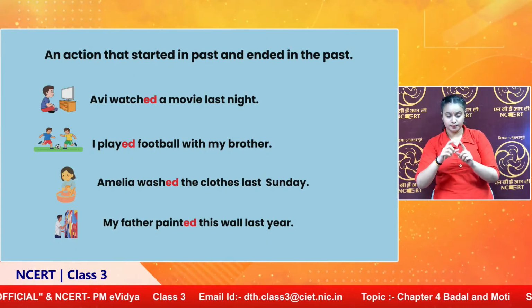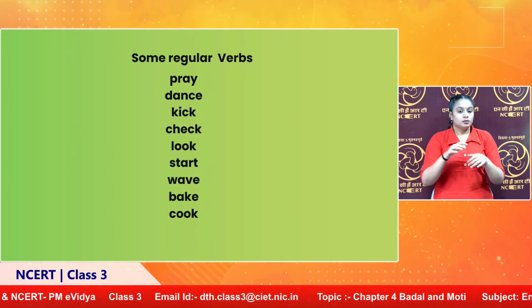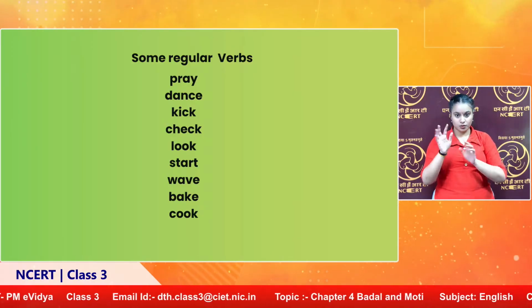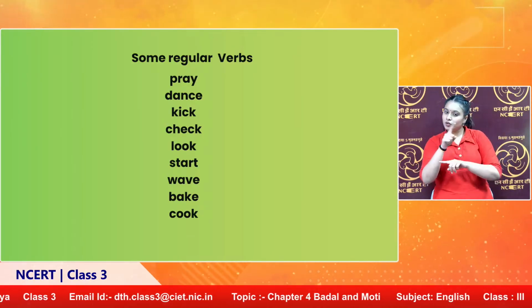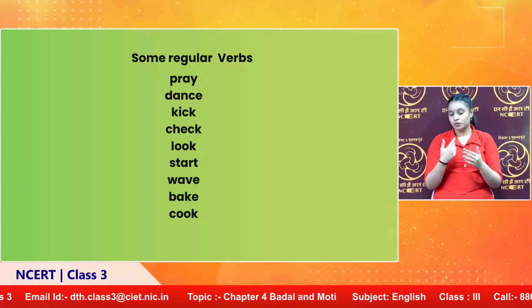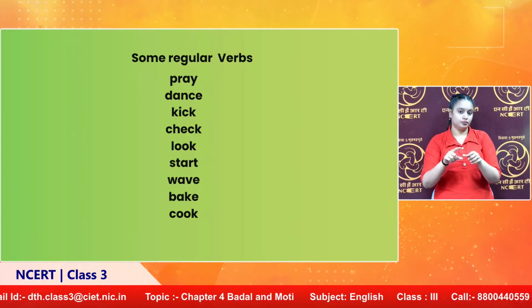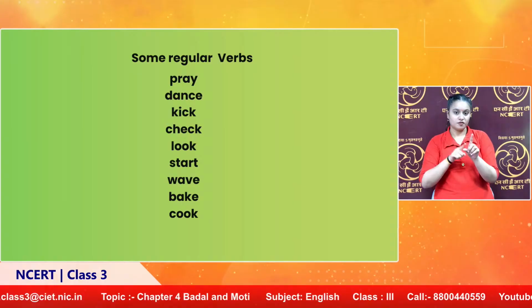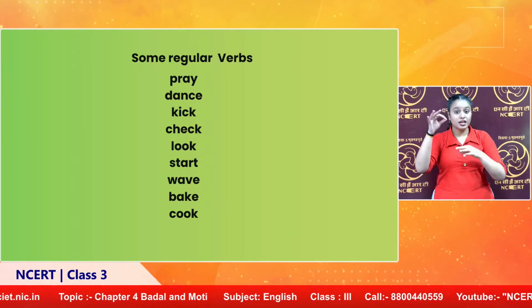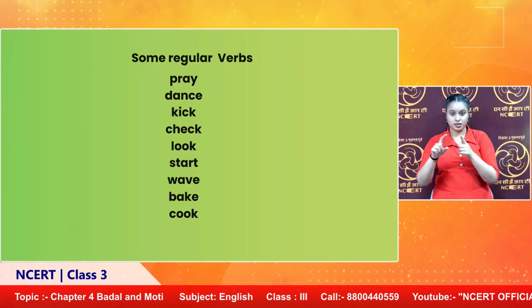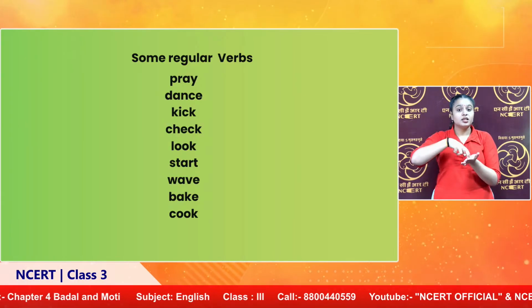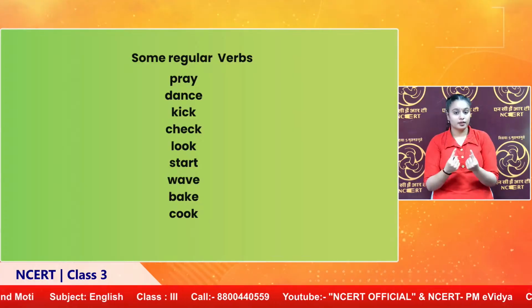Right. So now I will give you some regular verbs like we have discussed. Let's see if you can make them into past. Pray becomes prayed, ED. Dance, well, E is already there, I'll just put D: danced. Kick, again ED, kicked. Check, ED, checked. Look, again put ED in the end, looked.